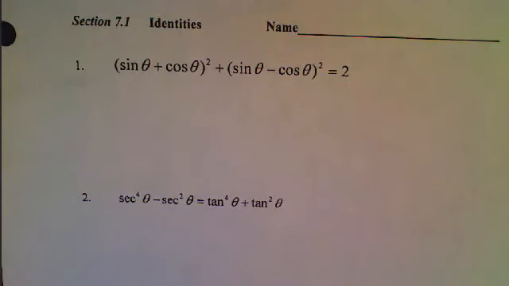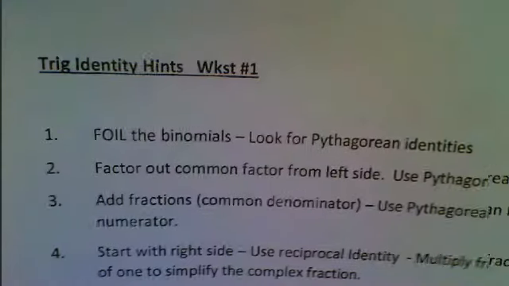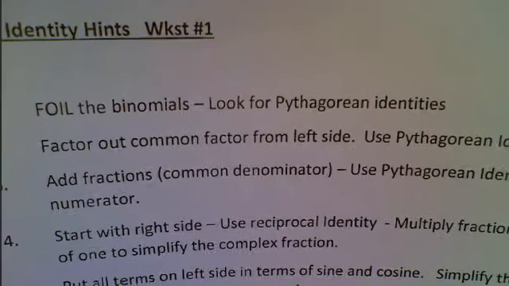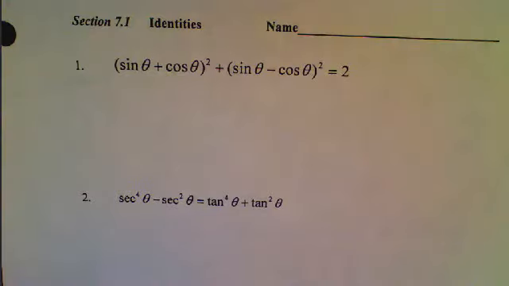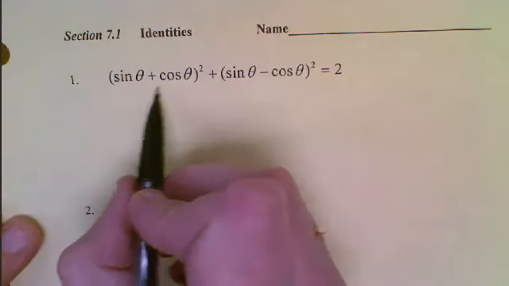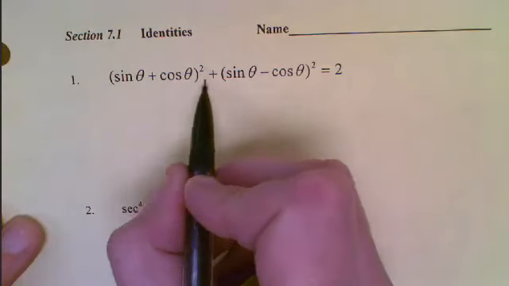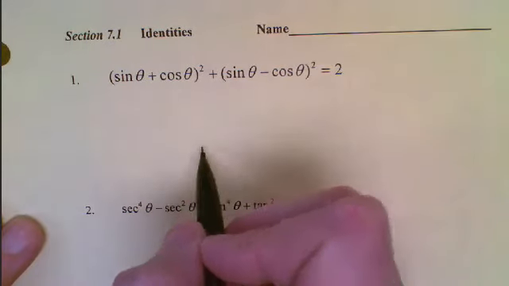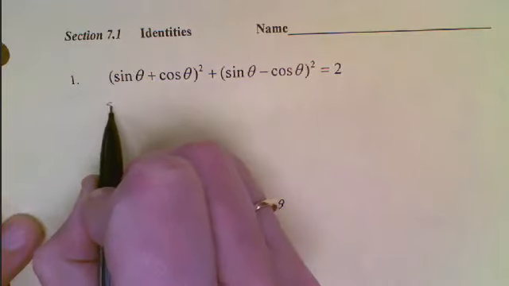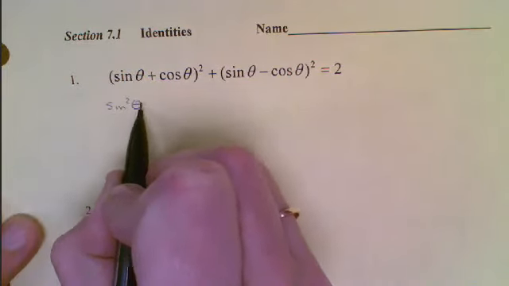Okay, so for worksheet 1, 7.1 identities, I gave you some hints. The first hint for number 1 was FOIL the binomials and then look for Pythagorean identities. So when you FOIL this out, if you need to write sine theta plus cosine theta times itself and FOIL everything out and add like terms, you can do that.